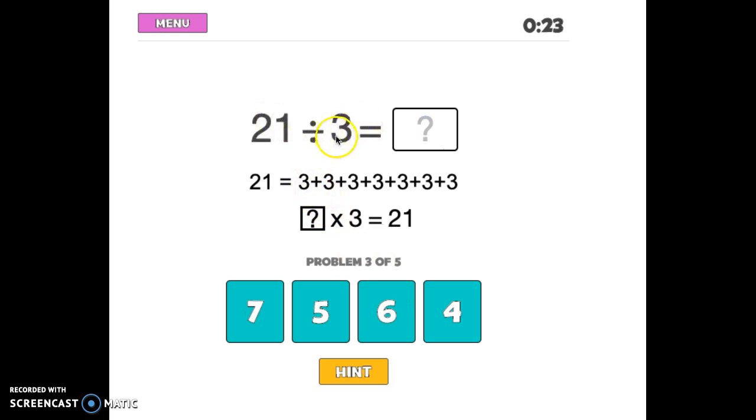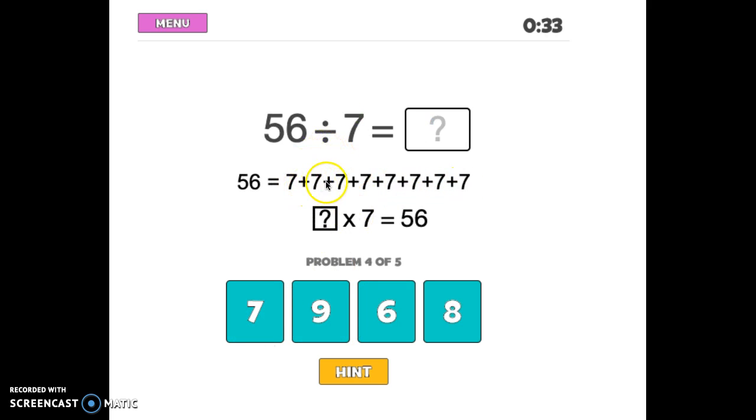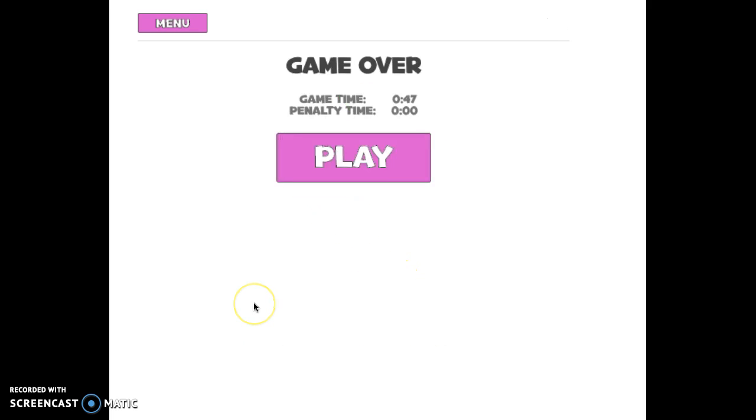In order to get 21, how many times did I have to count by 3? 3, 6, 9, 12, 15, 18, 21. You can see you counted it 7 times. I thought the scaffolding on this website was really good, especially for kids just getting introduced to division. And like in second grade, we don't do a ton of it, so I appreciated how that was.